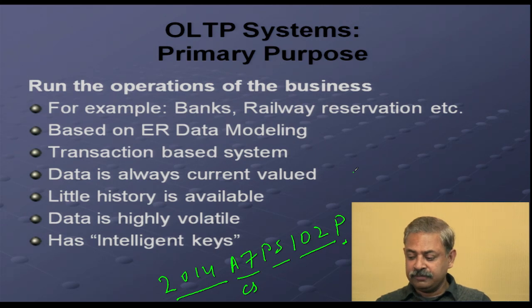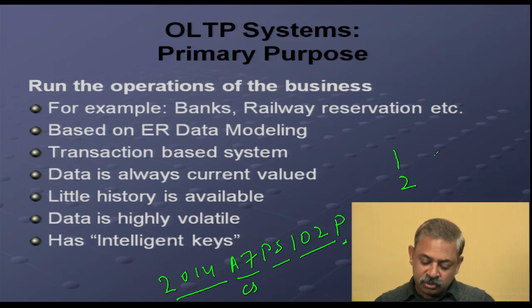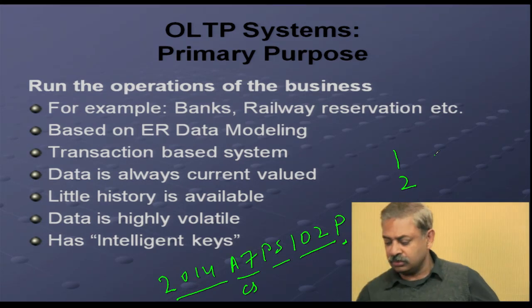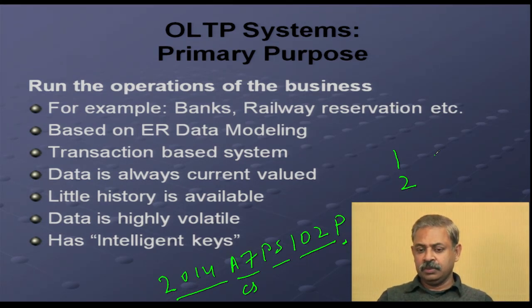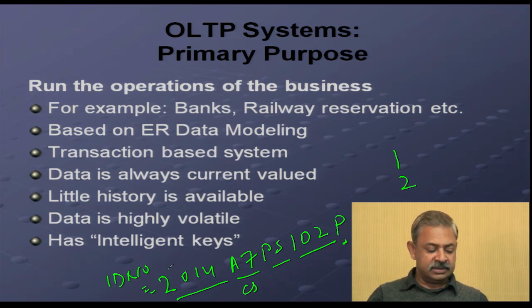On the contrary, if you just say a student is identified by 1 or 2, any integer, then this number 1 does not convey or tell me anything about the student. That's the difference. So the ID number of students in BITS is a typical intelligent key.